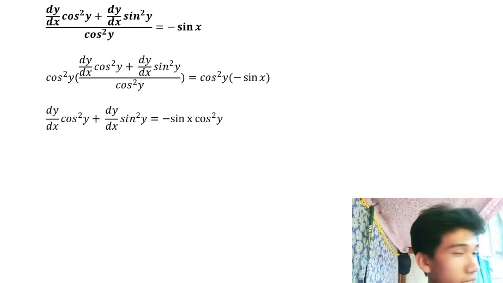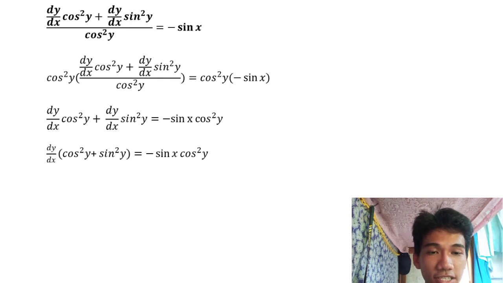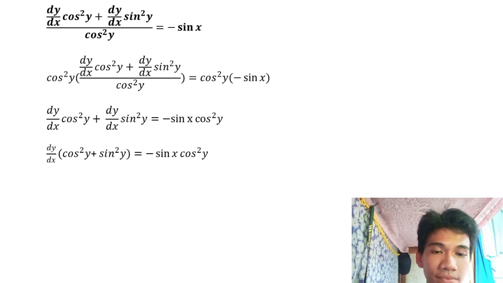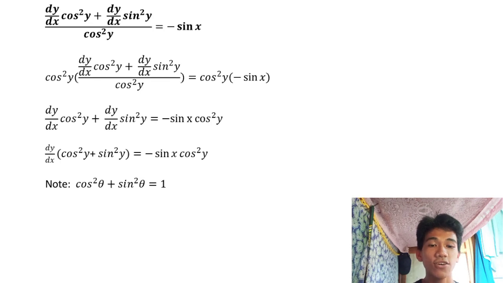After that, factor out the dy over dx. So we have dy over dx quantity of cosine squared of y plus sine squared of y equals negative sine x cosine squared of y. After that, note that we can use a trigonometric identity, which is that the cosine squared of theta plus sine squared of theta is equal to 1.